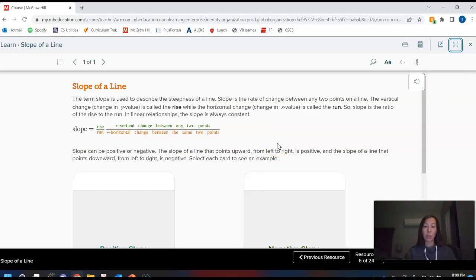So the term slope is used to describe the steepness of a line. So the larger the slope, the steeper the line. And you guys know, you see the signs all around town, like it'll have the percentage of the steepness, and the larger that percentage is, the steeper that slope is.